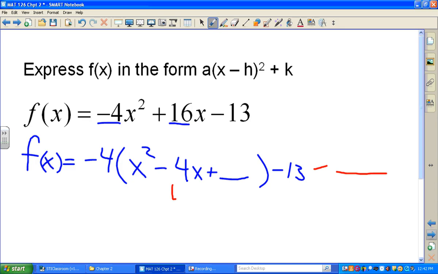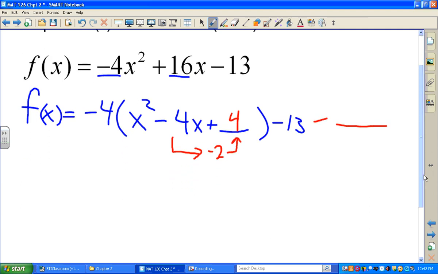I'm going to actually divide by 2, square it, end up with a 4. So far, so good? Is everything okay? Good. But what did I actually add? Yeah, I actually added the -16.